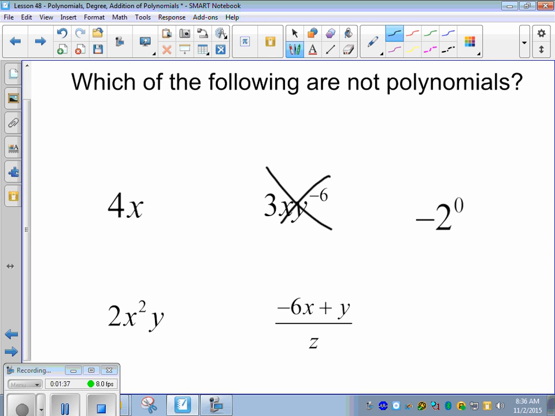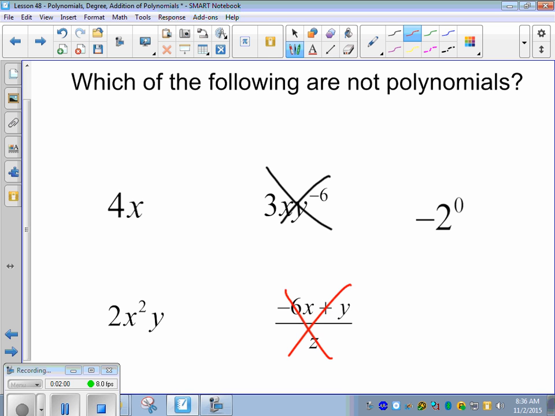Who knows another one that's definitely not a polynomial? What is this z down here really? If I wanted to put it in the numerator, what would I have to do? Make it a negative exponent, right? So that one's not a polynomial either. It's got that variable in a fraction, which is no good.